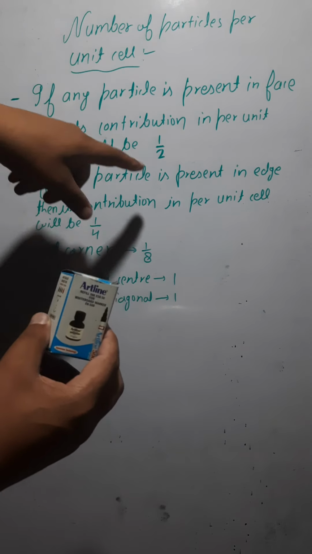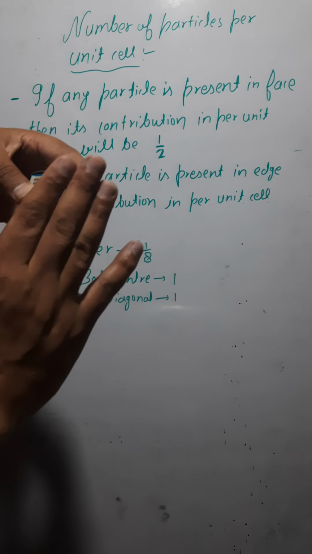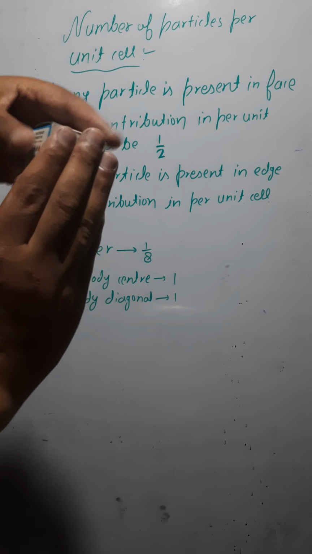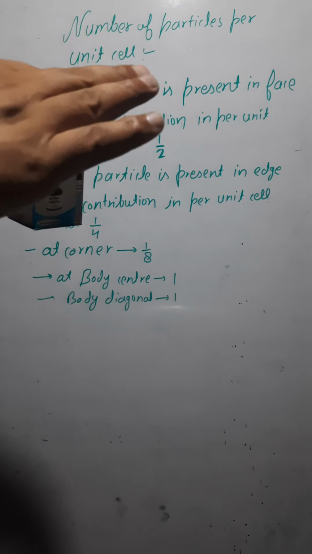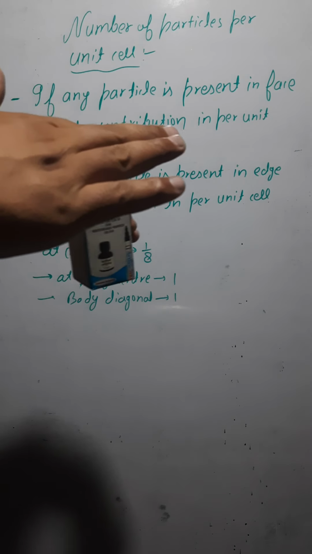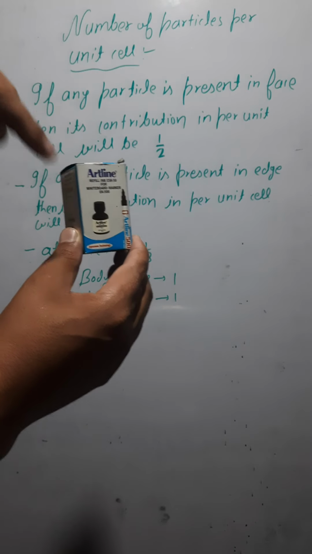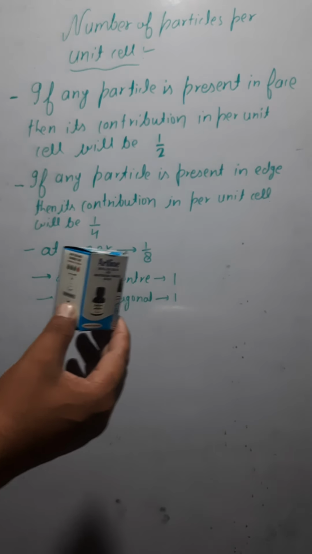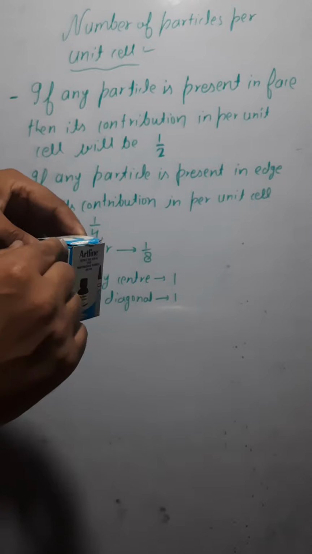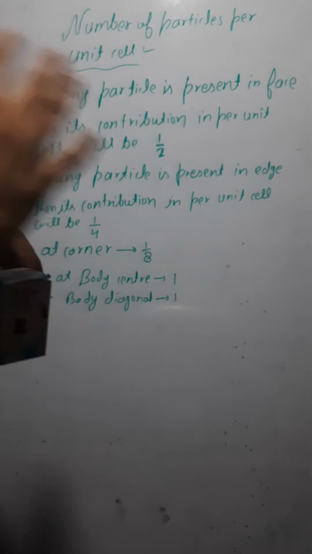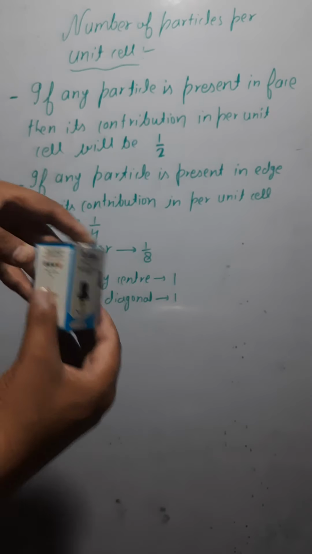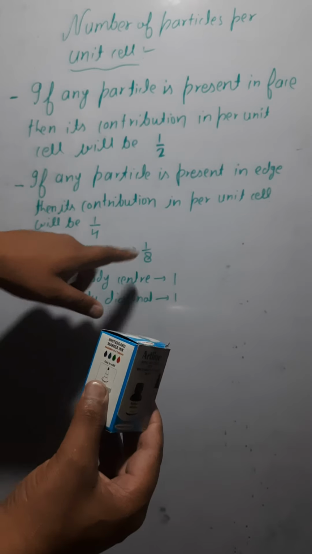Similarly, if the particle is present at the edge, one unit cell would join from here, one from upside, and one from this side. So its contribution to each unit cell would be how much? 1/4. Similarly, if the particle is at the corner, its contribution to each unit cell joining it would be how much?